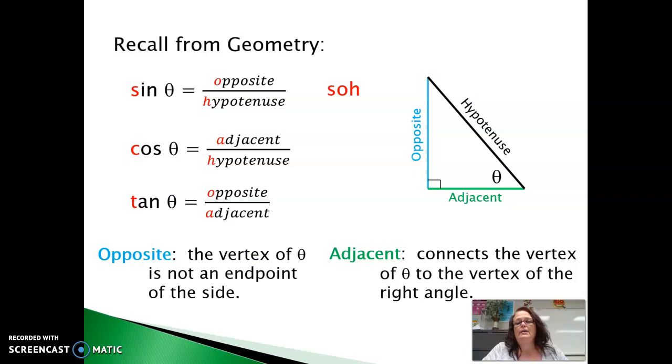Now, if we move theta to that top angle, that would change who's opposite and who's adjacent. Like I was saying a minute ago, we had that saying SOHCAHTOA. SOH means that sine of theta is equal to opposite over hypotenuse. CAH means that cosine of theta is equal to adjacent over hypotenuse. And TOA, T-O-A, means that tangent of theta is equal to opposite over adjacent.